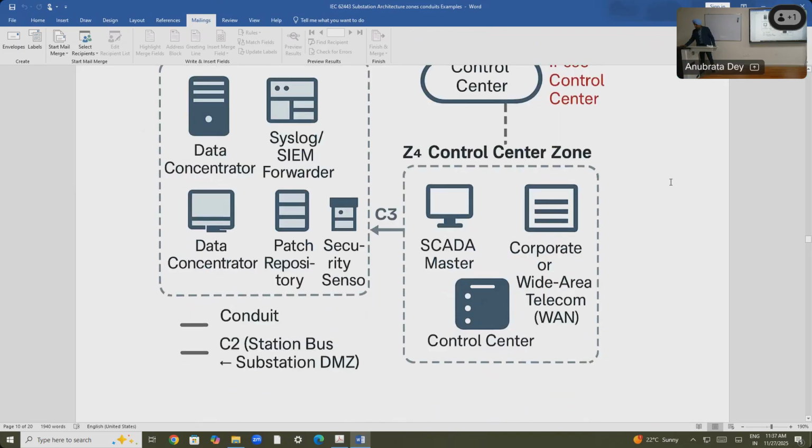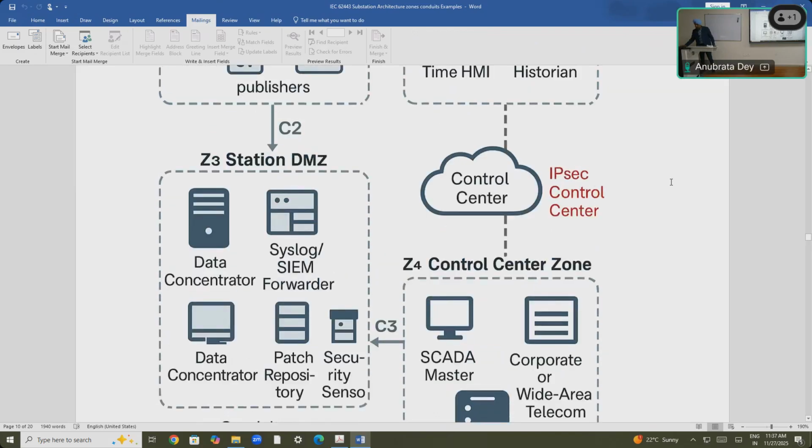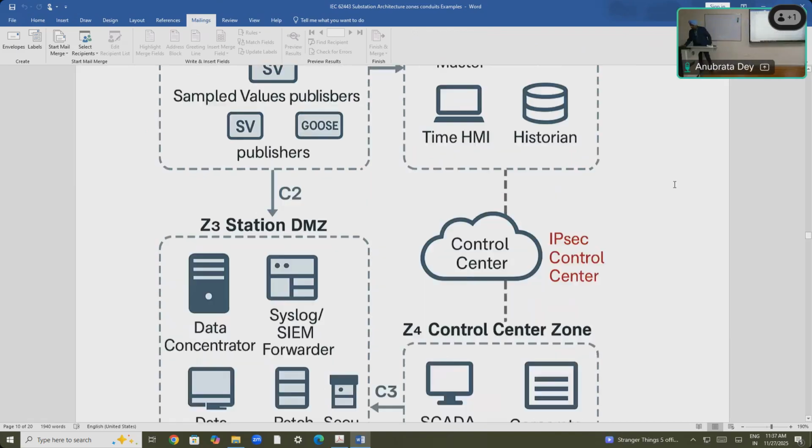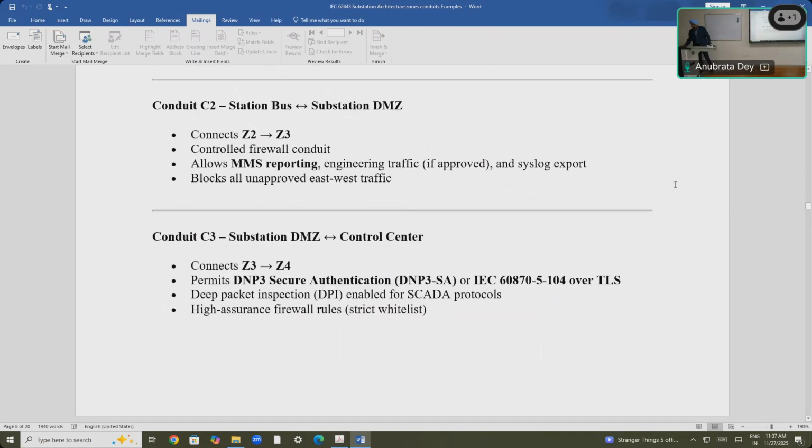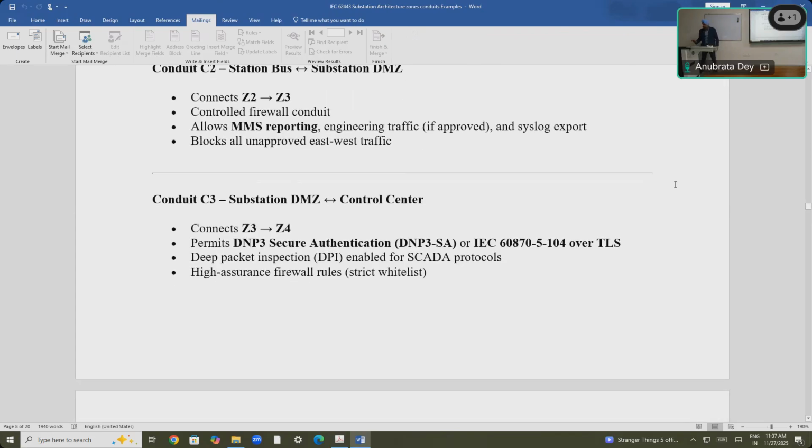Zone 4 is the control center, and zone 2 is not marked, that's zone 2 there. Zone 3 is the demilitarized zone, okay? So those are the conduits, C2 between zone 2 and 3, right? So if I go back to the details, this is what we have. Station bus to DMZ, and then conduit 3 is between 3 and 4, DMZ to control center, okay?